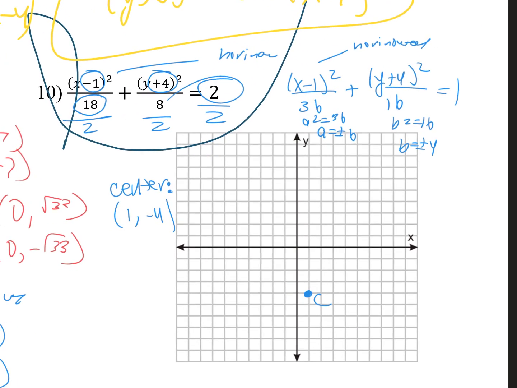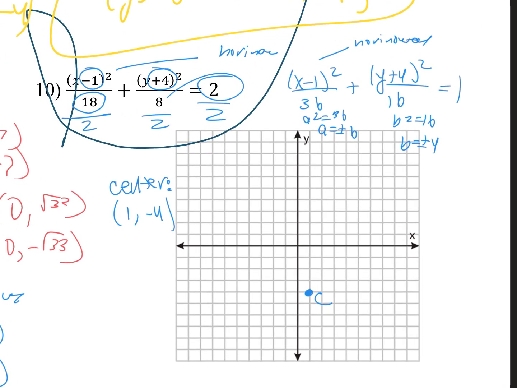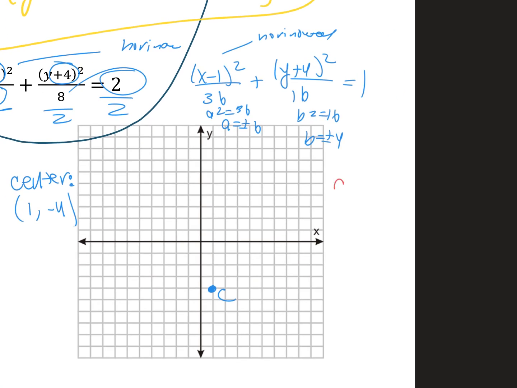So since this is a horizontal, all of our major stuff, which would be our vertices and our foci, are going to move left to right. So let's find our C value. In this equation, we have c squared equals a squared minus b squared. So I have 36 minus 16 gives me 20. So c squared is 20. So c equals plus or minus 2 root 5.